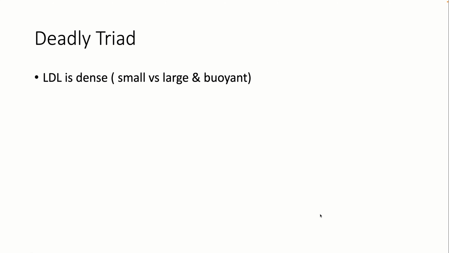So let's go on. The deadly triad, so what's that all about in lipids? So this is LDL is dense as opposed to being large and white. So LDL in diabetics tend to be small, and this equates to dense and makes it more prone to atherosclerosis. HDL is low, which is then not protective, and then triglycerides are elevated, as you'll know. So this is known as the deadly triad.